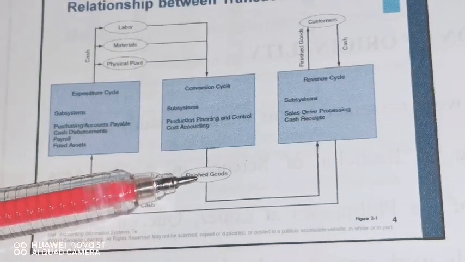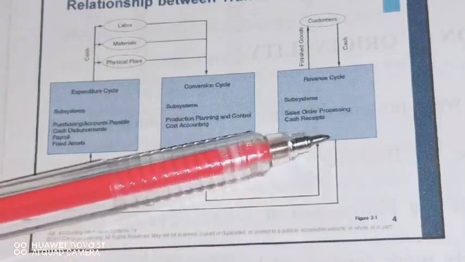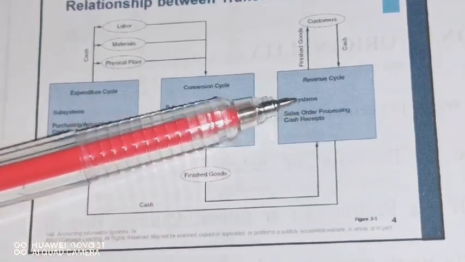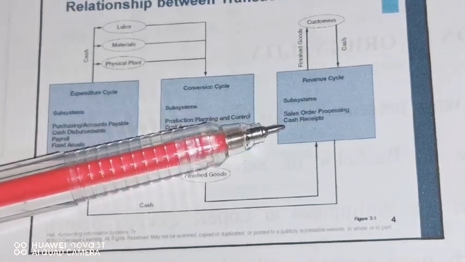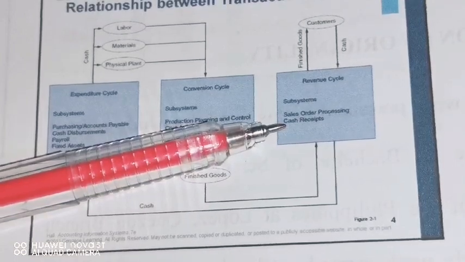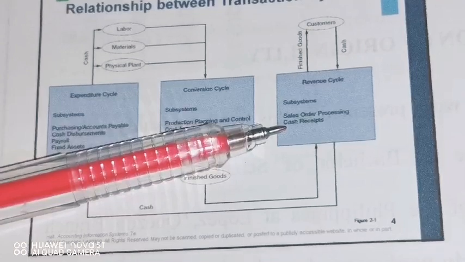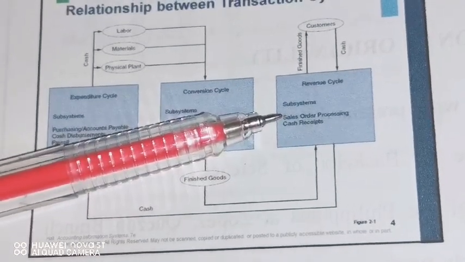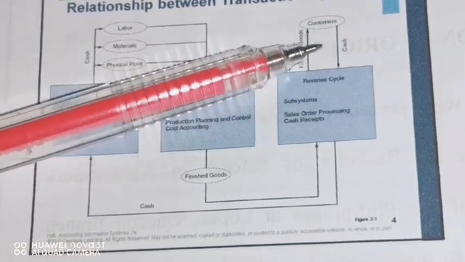And once finished goods na siya, syempre, ano nang gagawin natin? Ibebenta na natin yan, 'di ba? Ibebenta na yung finished goods, kaya dito naman yung sales order processing and cash receipts. So, pwedeng mabenta yan on cash or on account. So, kapag on cash, may cash receipts tayo, and then we also have accounts receivable. And then after that, pupunta na siya sa customer.